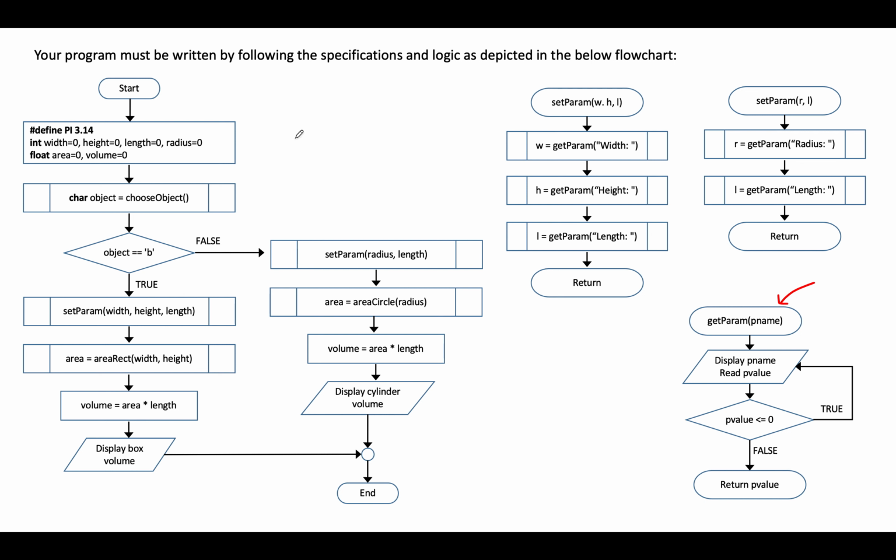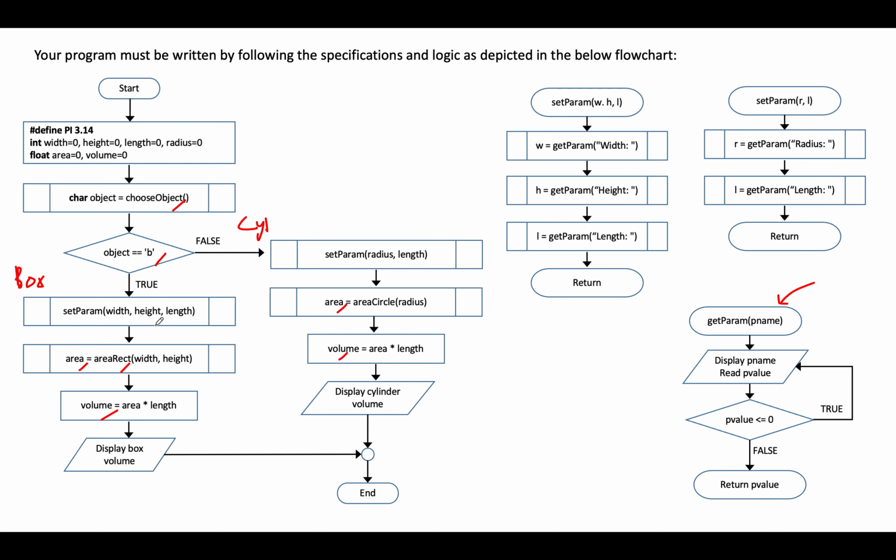Remember, this program requires the user to choose an object, whether it is B or C. If B, you actually want to calculate the rectangle. There are two things that you need to calculate: first is area, second is volume. Same thing for the circle, you want to calculate the area and also volume. So B is rectangle, C is basically cylinder, right? Yes, so B is box, and C here is basically cylinder.